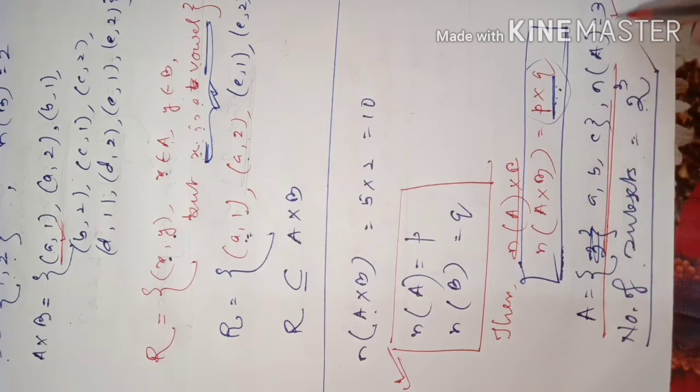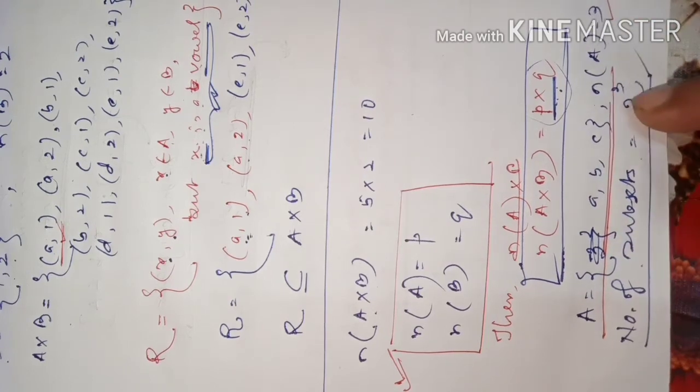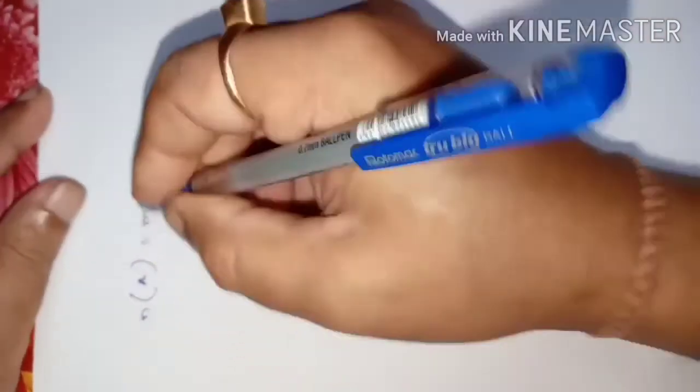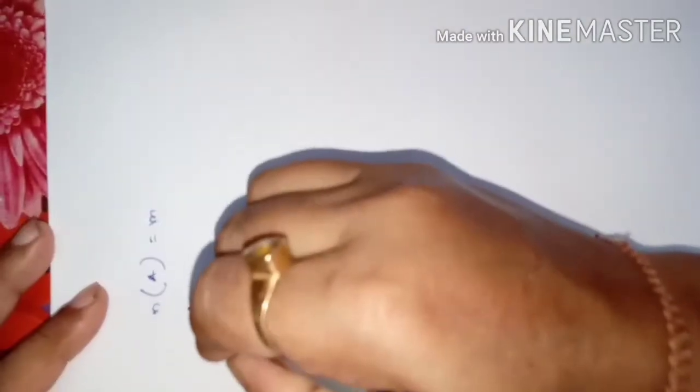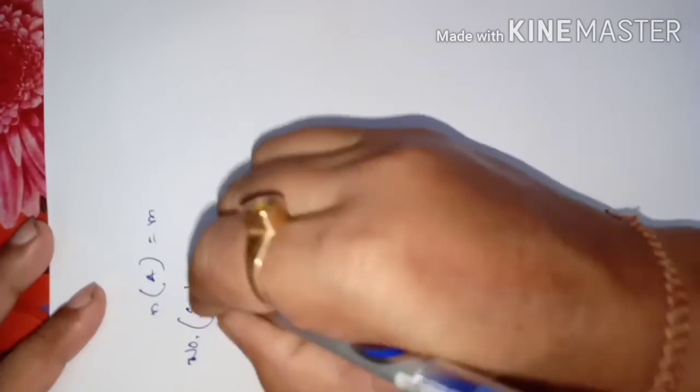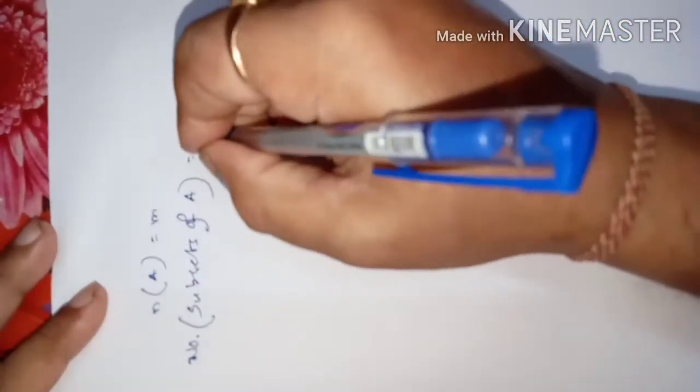If A has got m elements, then the number of subsets will be 2 to the power of m. Suppose the number of elements in A is equal to m, then the number of subsets of A is equal to 2 to the power of m. This is our formula.